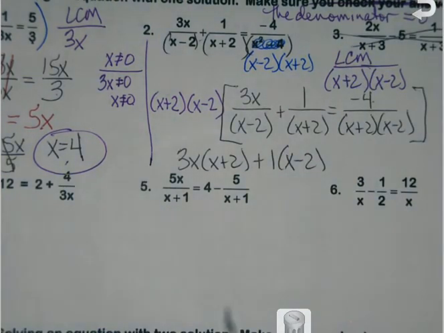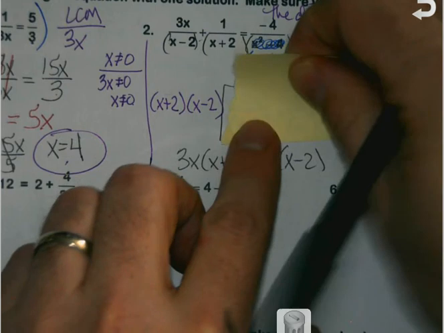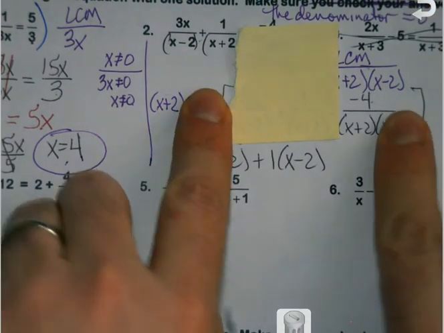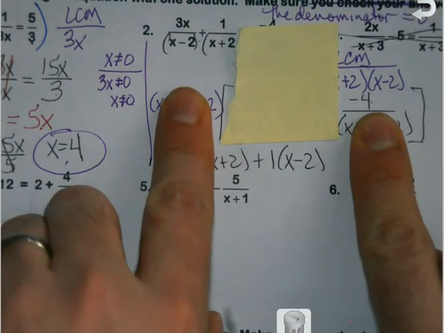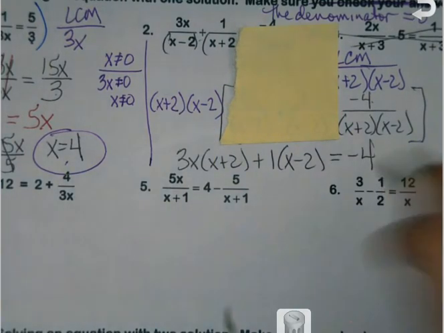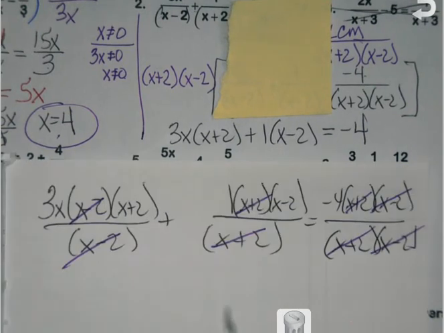And then finally, I get to the one on the end. Ooh, the x minus 2 cancels. Ooh, so does the x plus 2. All that's left is negative 4, which would have been the same thing that I'd have got if I did it the cancel way.